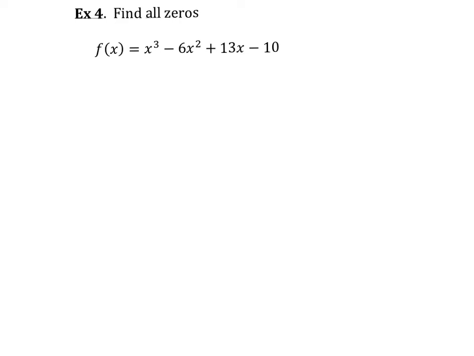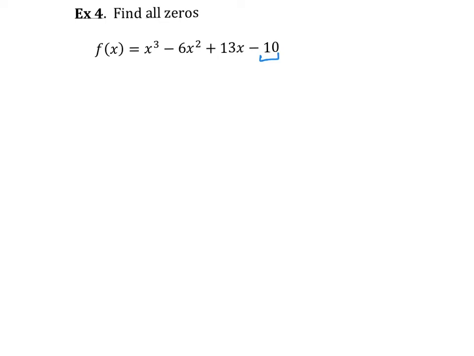Okay, for example 4, I'm going to find all the zeros. When it says all the zeros, it means rational, irrational, imaginary, real, whatever kind of zero you need to find. I'm going to find all the zeros, which means exactly 3. Just glance at it and see if it'll work by grouping, because that's always the easiest. It doesn't look like it's going to work by grouping, so I'm going to have to use the rational zero theorem.